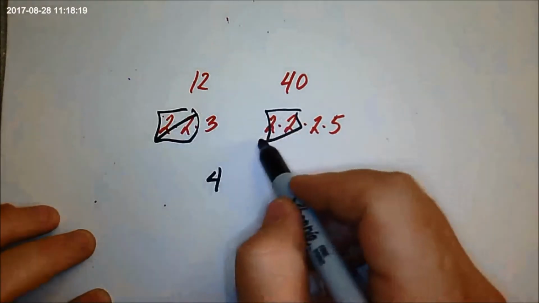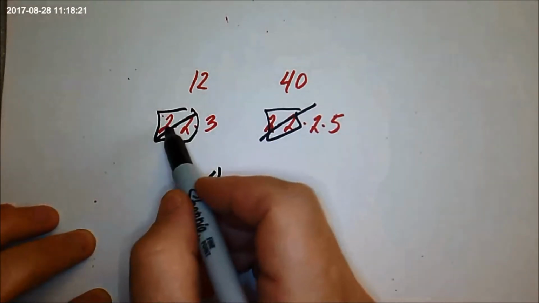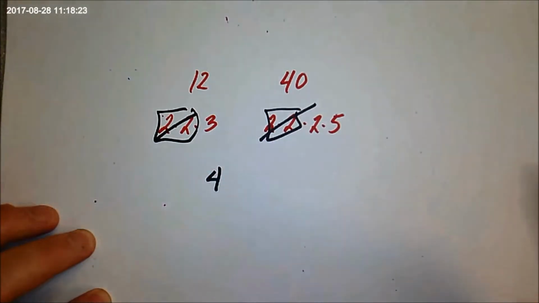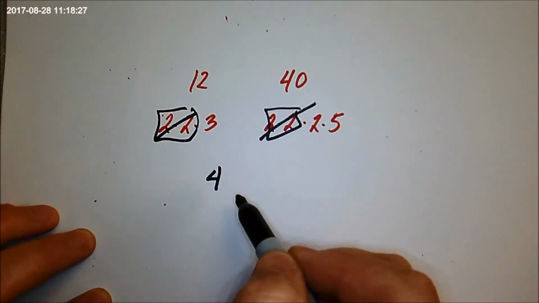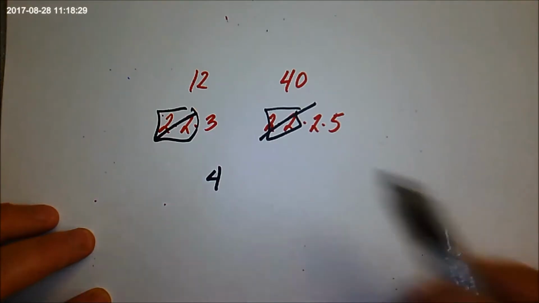Do you see what they share in common? Do you see they both have a 4? I'm going to go ahead and mark them off my list. There's a 4 here. 2 times 2 is 4. 2 times 2 is 4, right? That right there is my greatest common factor.